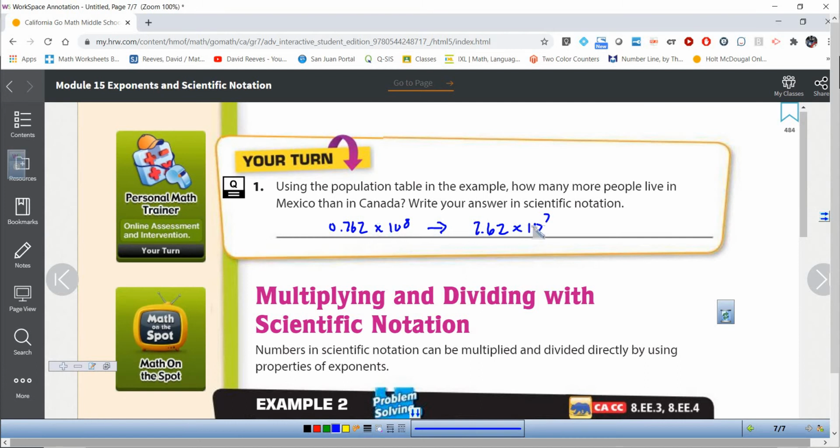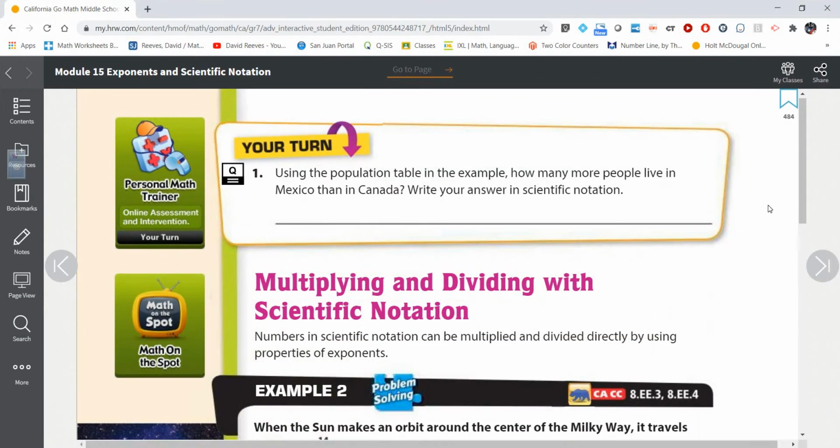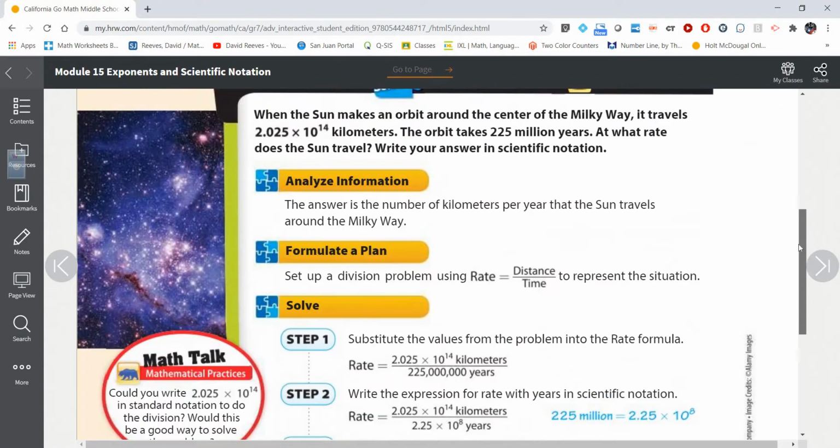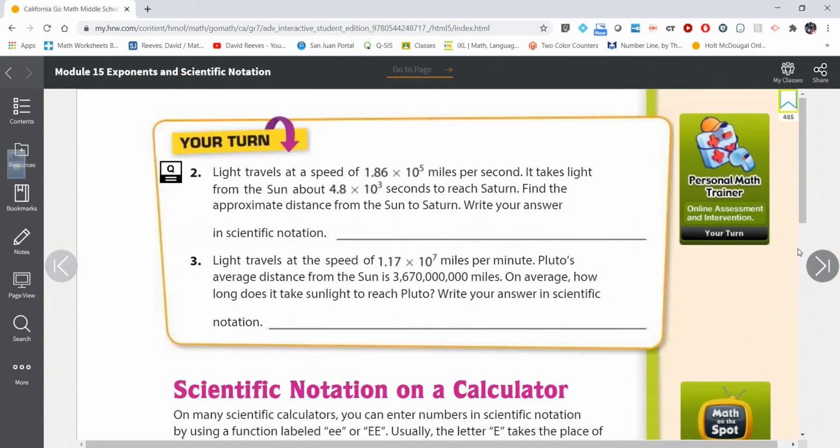So there were that many more people in Mexico than in Canada. Did you guys know that there were more people in Mexico than Canada? I bet you didn't.